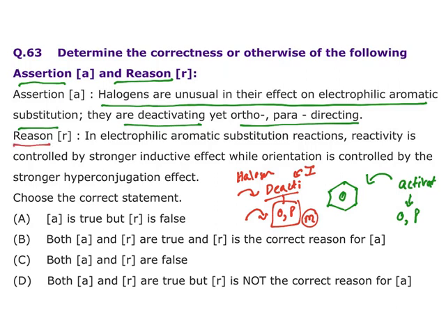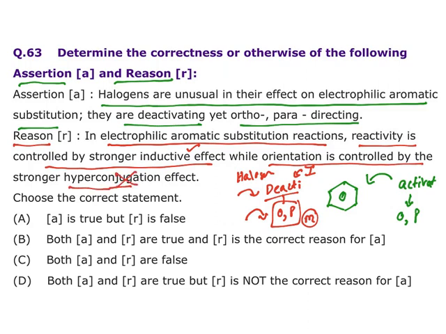Now, the reason given here is in electrophilic aromatic substitution reaction, reactivity is controlled by inductive effect. This is true. Orientation is controlled by hyperconjugation. No, it is controlled by mesomeric effect. So A is true, but the reason is wrong. Let us see. See, A is true, but R is false. Yeah, this is bingo. This is the right answer. So R, it is not hyperconjugation, it is mesomeric. So this is the correct option.